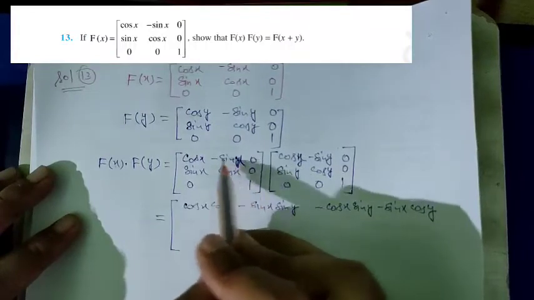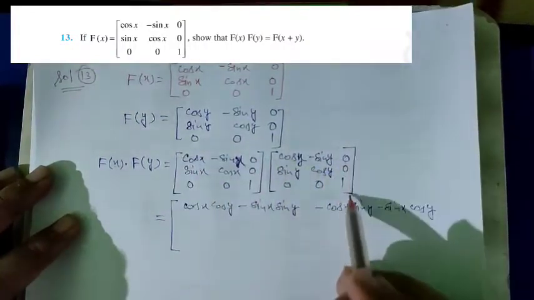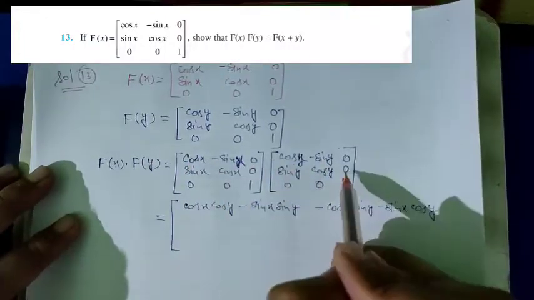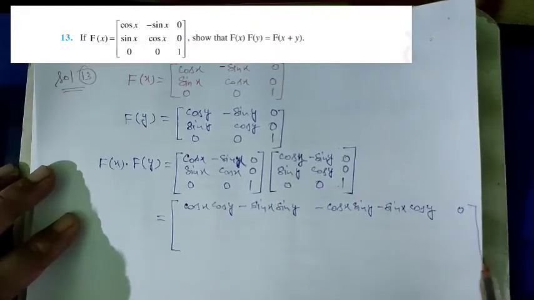Now this 0 into 0 won't affect. Now this into this 0, cos x into 0, minus sin x into 0, 0 into 1. So finally we'll get 0 here.